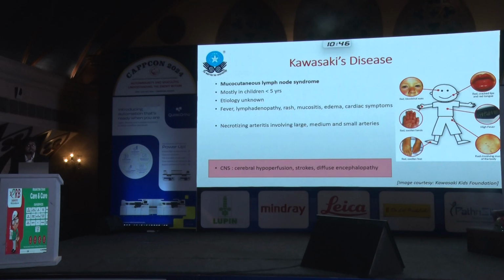Kawasaki's disease is a rare mucocutaneous lymph node syndrome of unknown etiology, mostly occurs in children younger than 5 years of age, characterized by fever, lymphadenopathy, rash, edema, mucositis, cardiac symptoms, etc. There is necrotizing arteritis involving large, medium, and small arteries. CNS involvement leads to cerebral hypoperfusion, stroke, or diffuse encephalopathy.